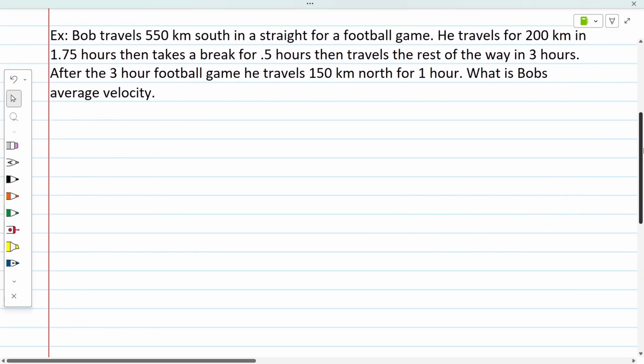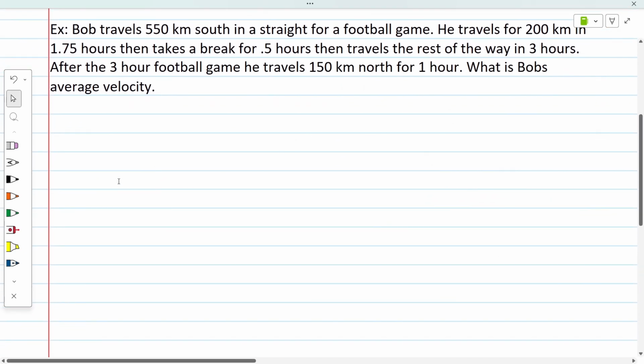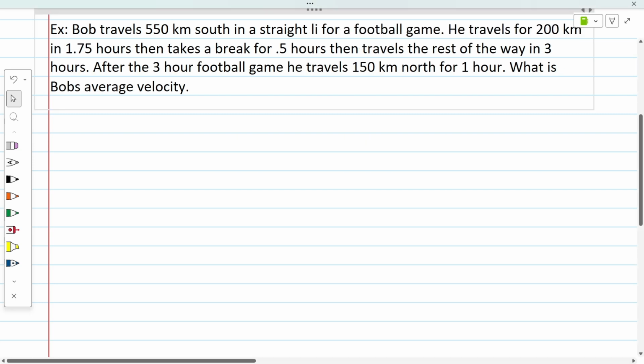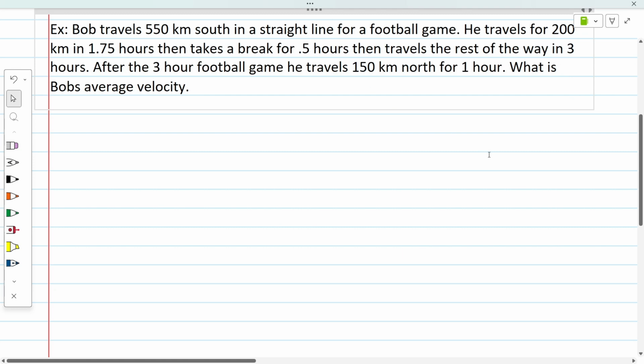So we have Bob traveling 550 kilometers south in a straight line, is what that should say, for a football game. I'll just fix this real quick. He travels for 200 kilometers in this amount of time. Then he takes a break for half an hour and travels the rest of the way in 3 hours. After the 3-hour football game, he travels this much north for 1 hour. What is Bob's average velocity?